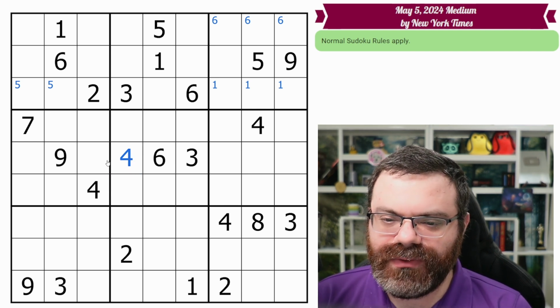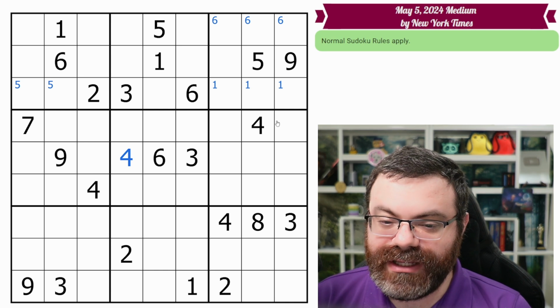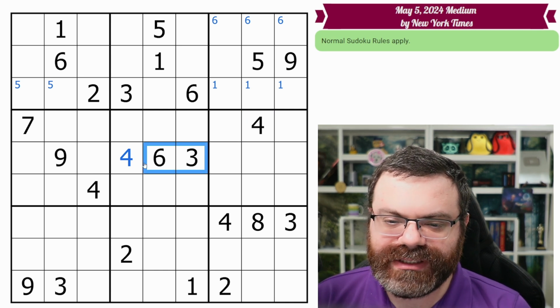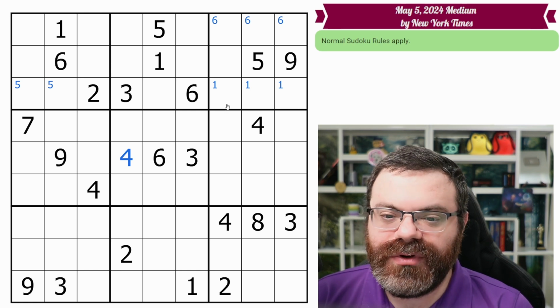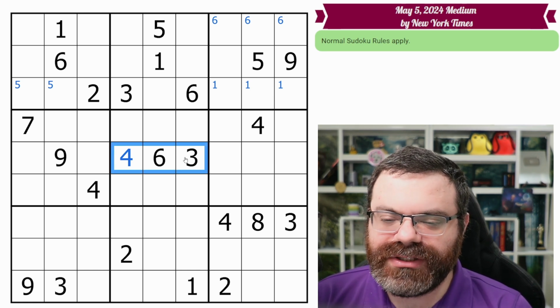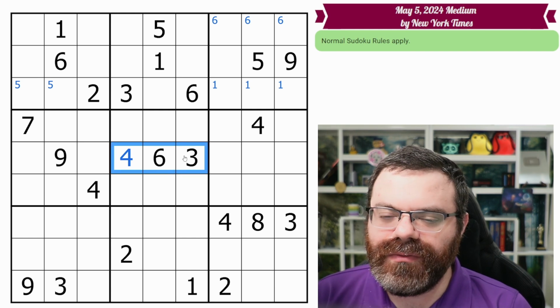Okay, so any other repeats? So we looked at this 4. We want to look at 3, 6. We don't have any other repeats. Now, before we move on, remember we're looking for a filled box row. Here we go. This box row is filled. So what are we going to do with that?